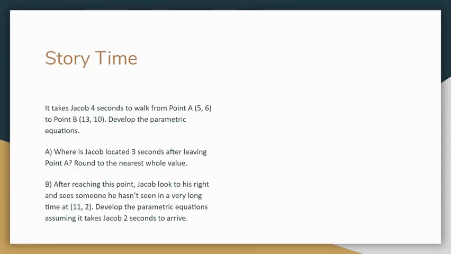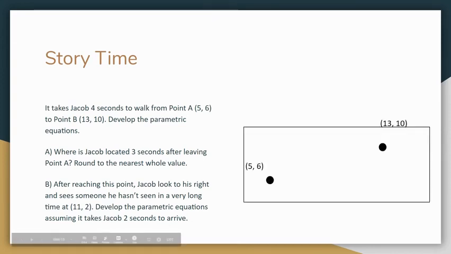So now it's time to do some story times with parametric equations. Now these are actually in 10.6, but we don't talk about that. So let's say it takes me 4 seconds to walk from point A, which is (5, 6), to point B, which is (13, 10). So we're going to develop those equations. Then we're going to calculate where I am 3 seconds after leaving point A, traveling towards point B.